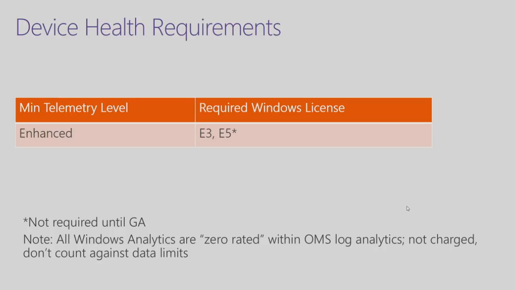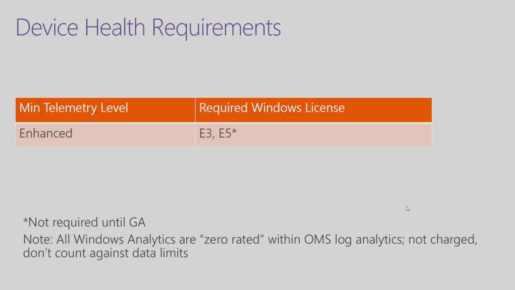And once you've got that set, the next requirement is you need to have an E3 or E5 Windows license subscription. And this requirement is only needed when we GA, which we're planning for pretty soon. One important thing to note here is all the data that we send up to OMS for Windows Analytics is zero rated. So there's no charge to you to push that data into OMS, and there's no data cap limits for the telemetry that we send.